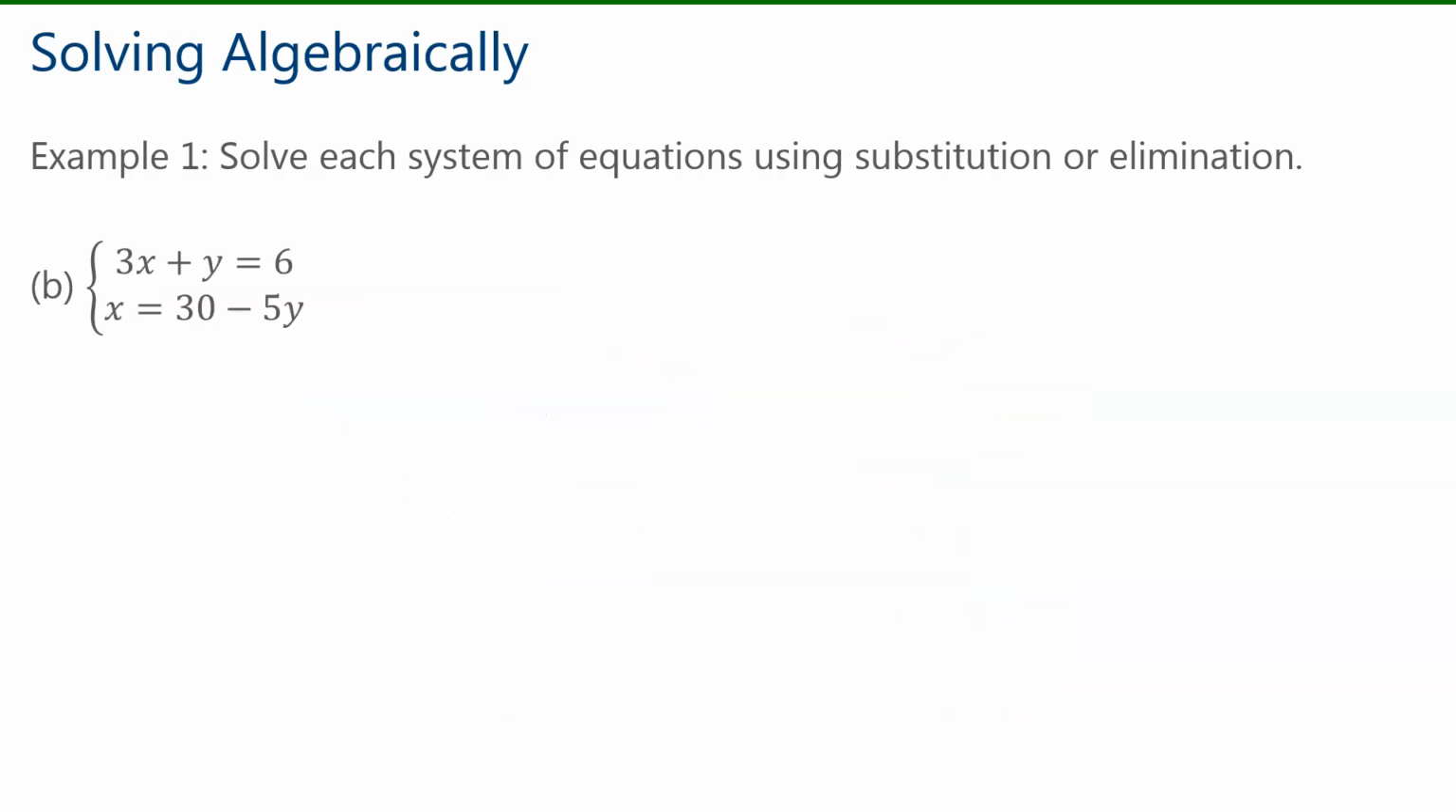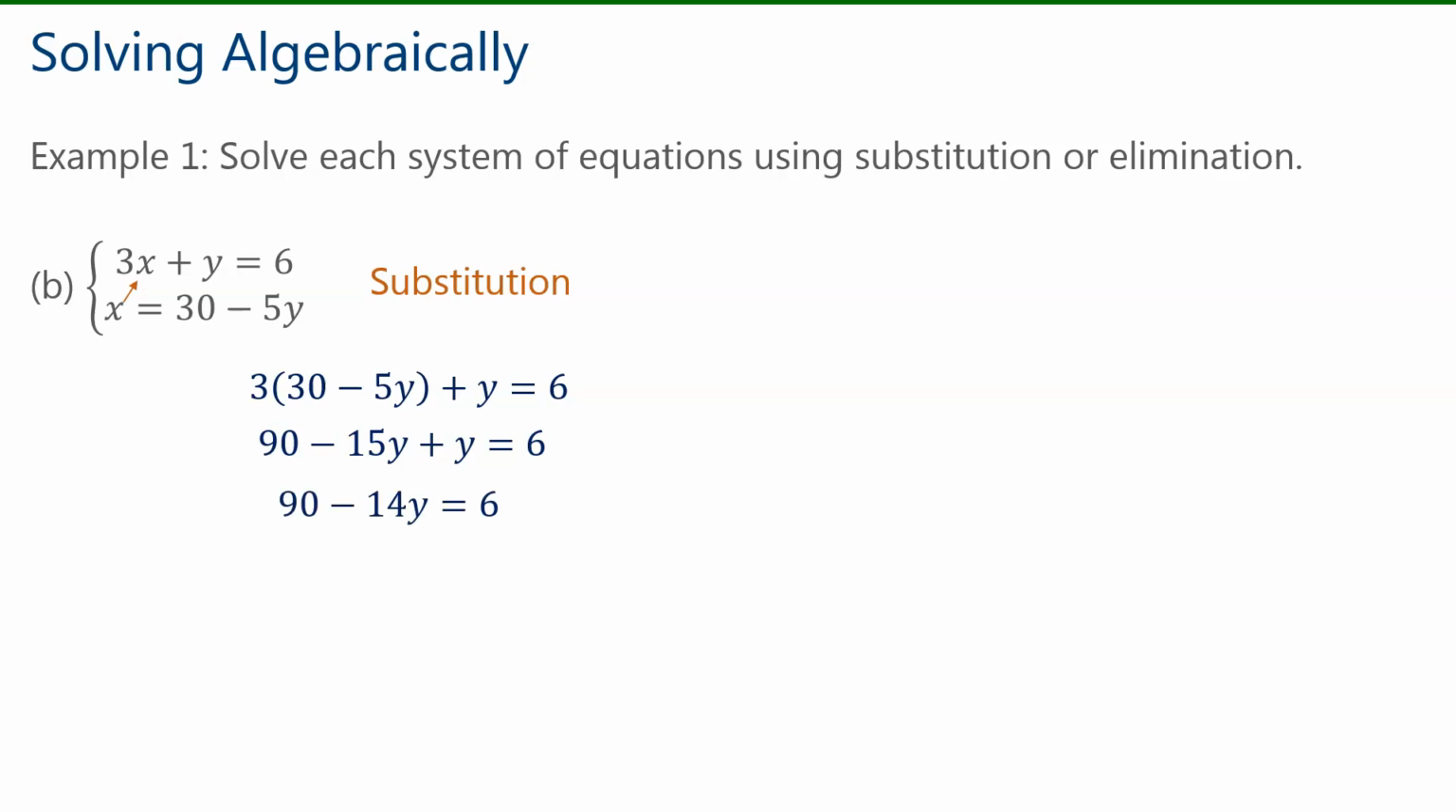Now for b, which method would you use here? When I look at the second equation, I notice that it's already solved for x. So this is nicely set up for substitution. I can just plug x in right here. Now if I do that, I get 3 times (30 minus 5y) plus y equals 6. Now I need to use the distributive property. 3 times 30 is 90, and 3 times -5y is -15y. Now let me combine my y terms together to give me 90 minus 14y equals 6.